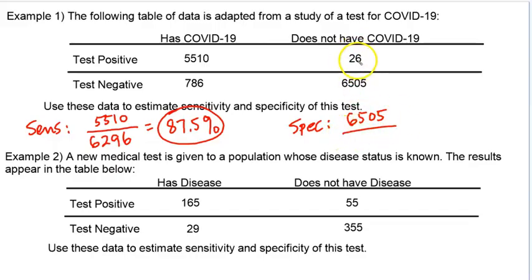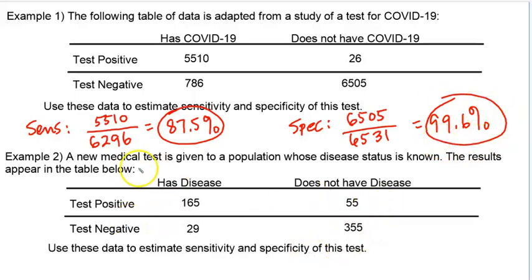But we have to account for these 26 that were not accurately identified. So these two numbers added together will become our denominator. So it's the people who actually tested negative over all the people who do not have COVID-19 in this case. And now we go to our calculator to calculate the percent, and that's going to be 99.6%.